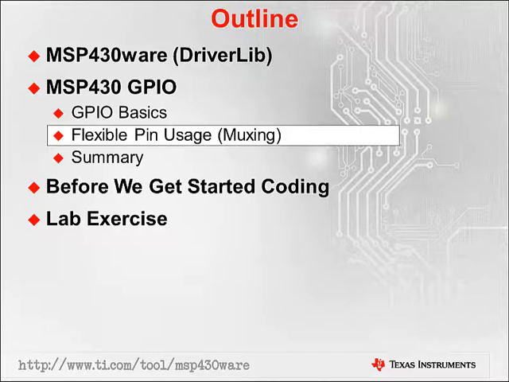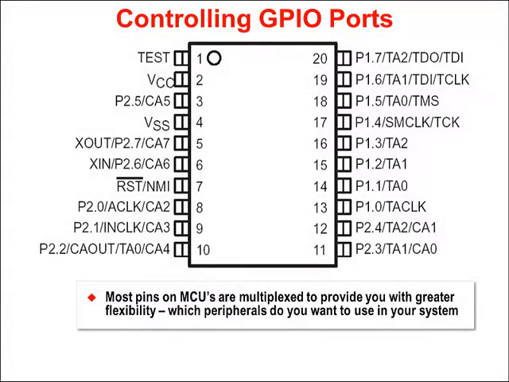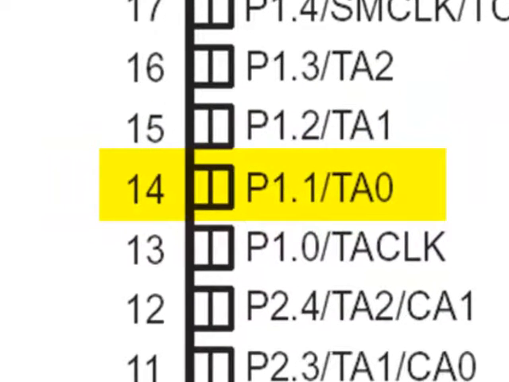We do need to talk a little bit about what I've called here flexible pin usage. Oftentimes this is called muxing or multiplexing of pins. Here's just an example of one of the 20-pin MSP430 devices. And what you can see is that each of these pins has multiple capabilities. For example, on pin 14, P1.1 and Timer A0 utilize the same pin. Now, obviously, they both can't do that at the same time, so we need to have a way of controlling that.